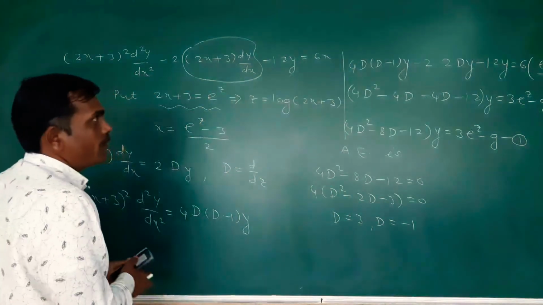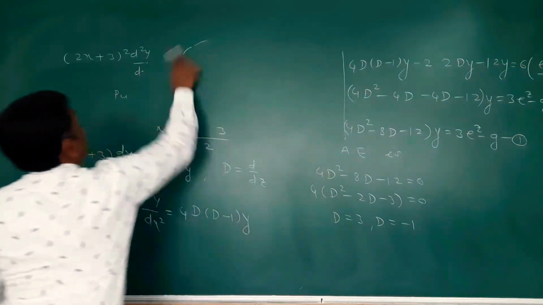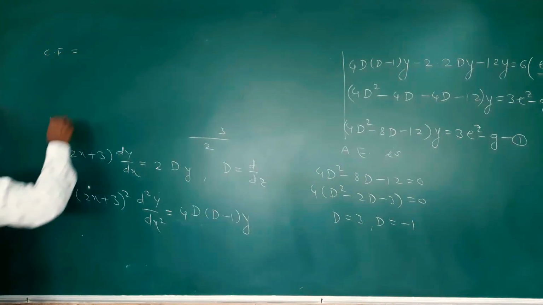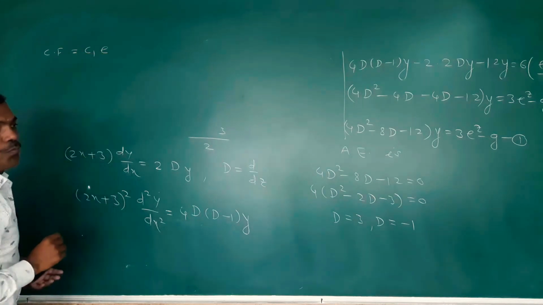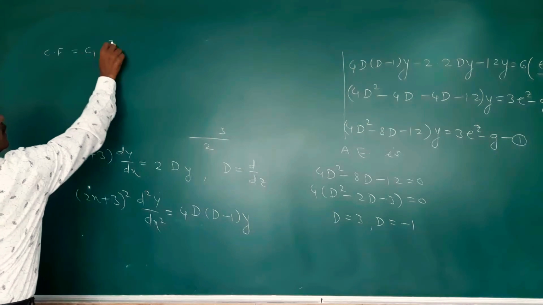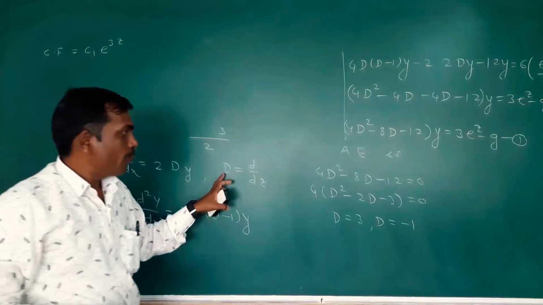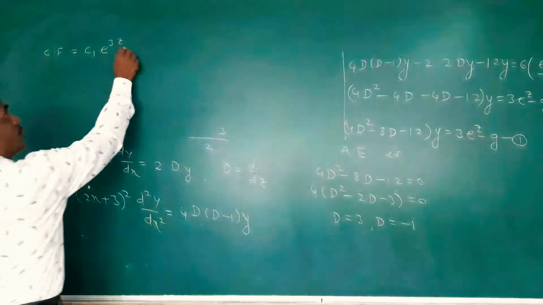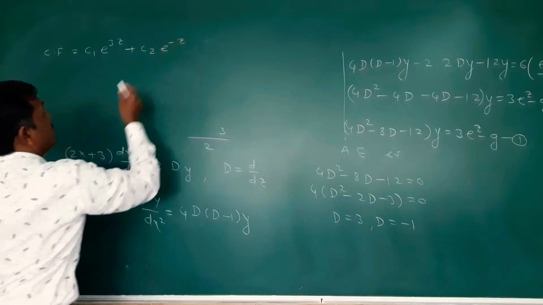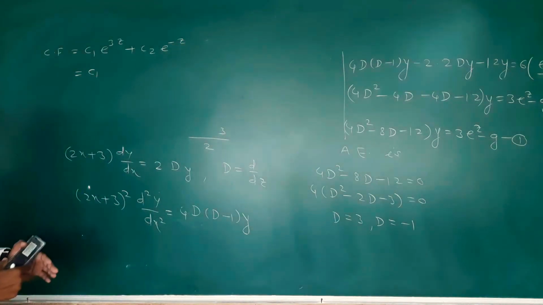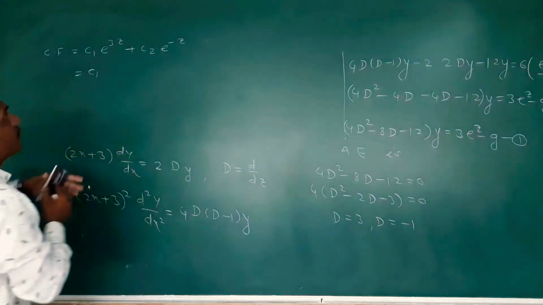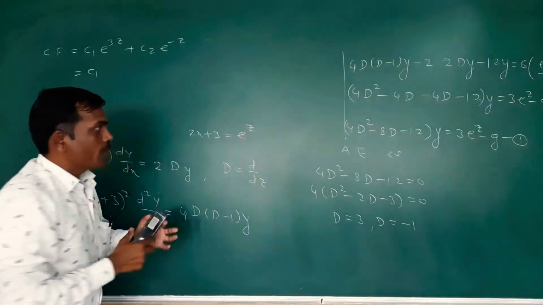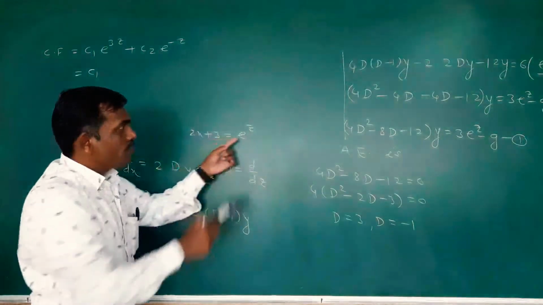So our complementary function is CF = C1 e^(3z) + C2 e^(−z), because the value of capital D is d/dz, so our answer is in terms of z. Now you just see what our substitution is. Our substitution is 2x+3 = e^z. Concentrate on this: 2x+3 = e^z.